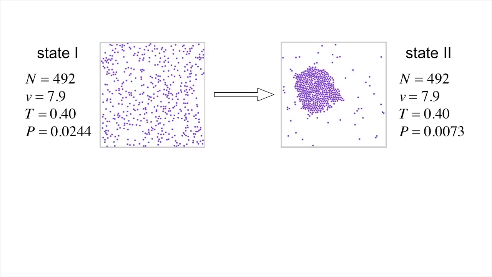The question I'd like to address is why state 2 is stable, while state 1 is not. Now that we have some understanding of entropy, let's try to calculate the entropy and internal energy of these two states, and try to rationalize why state 2 is favored by the second law.